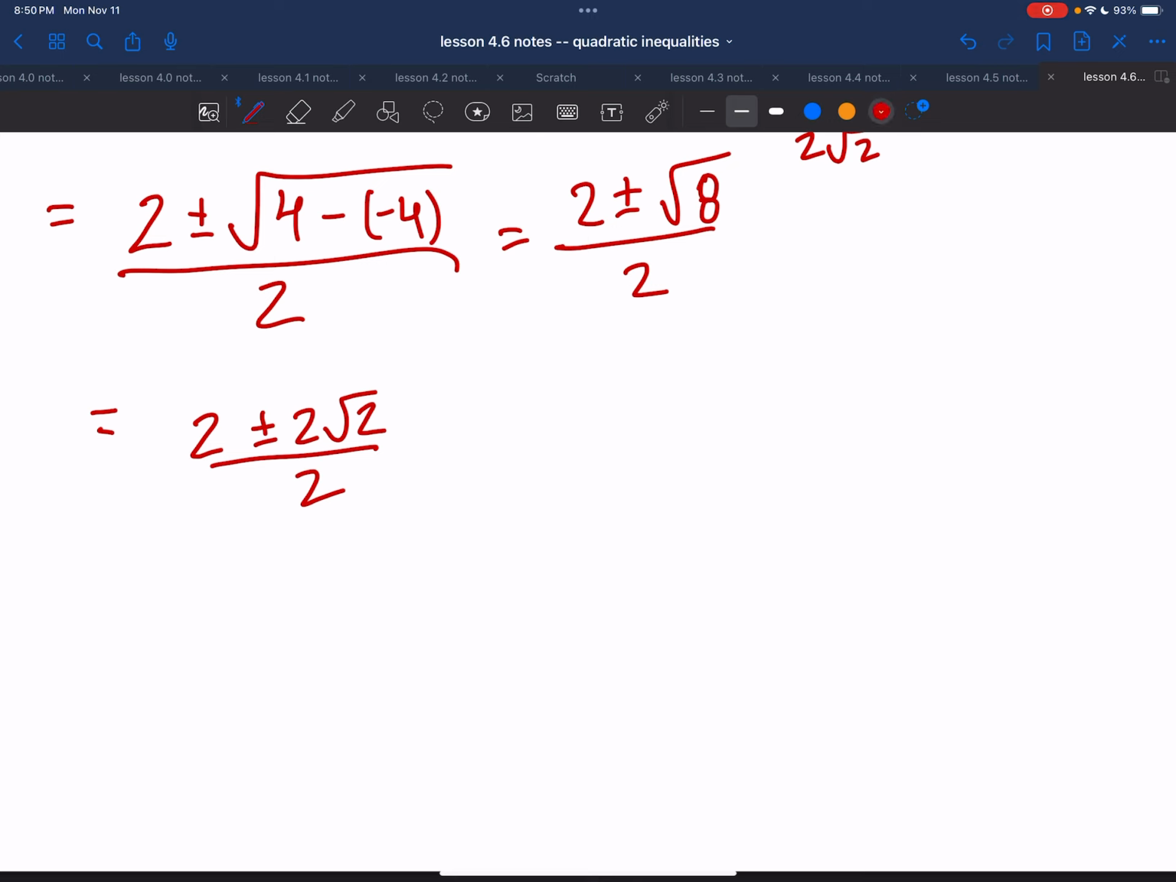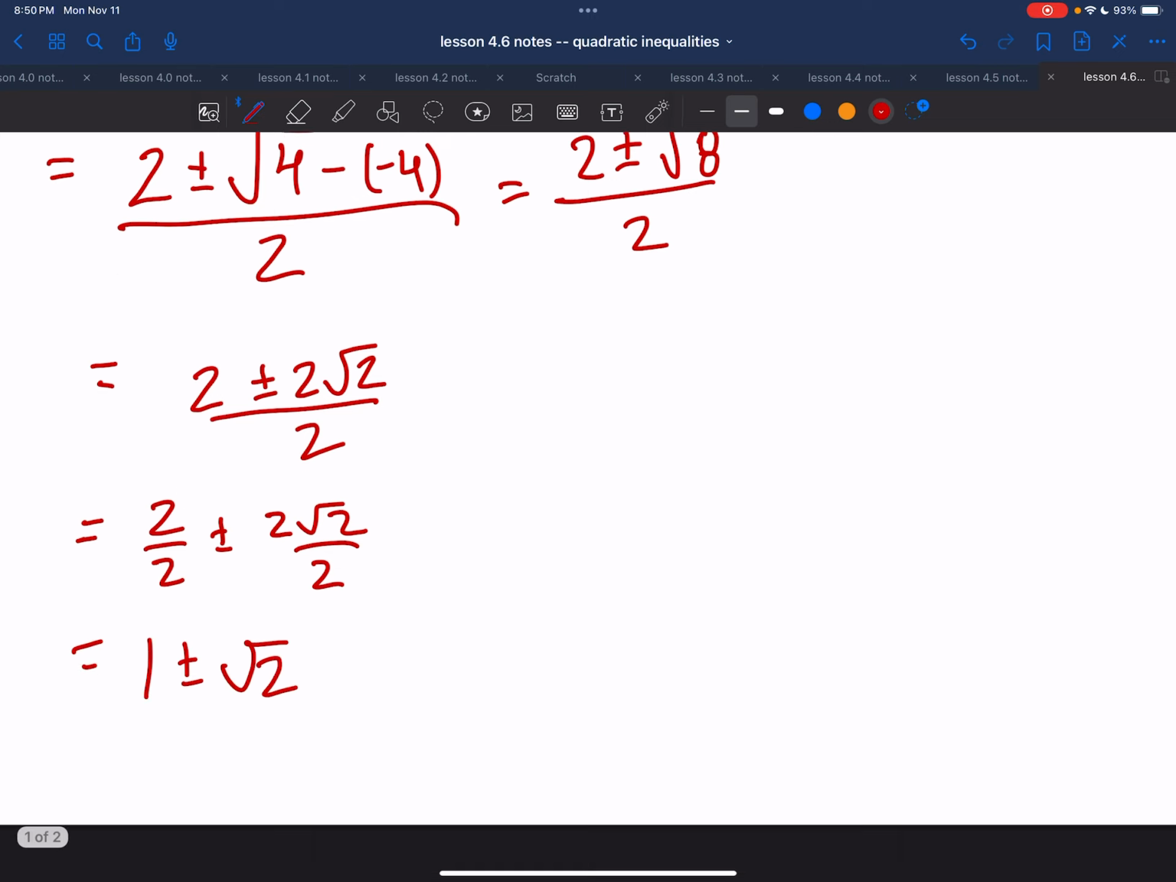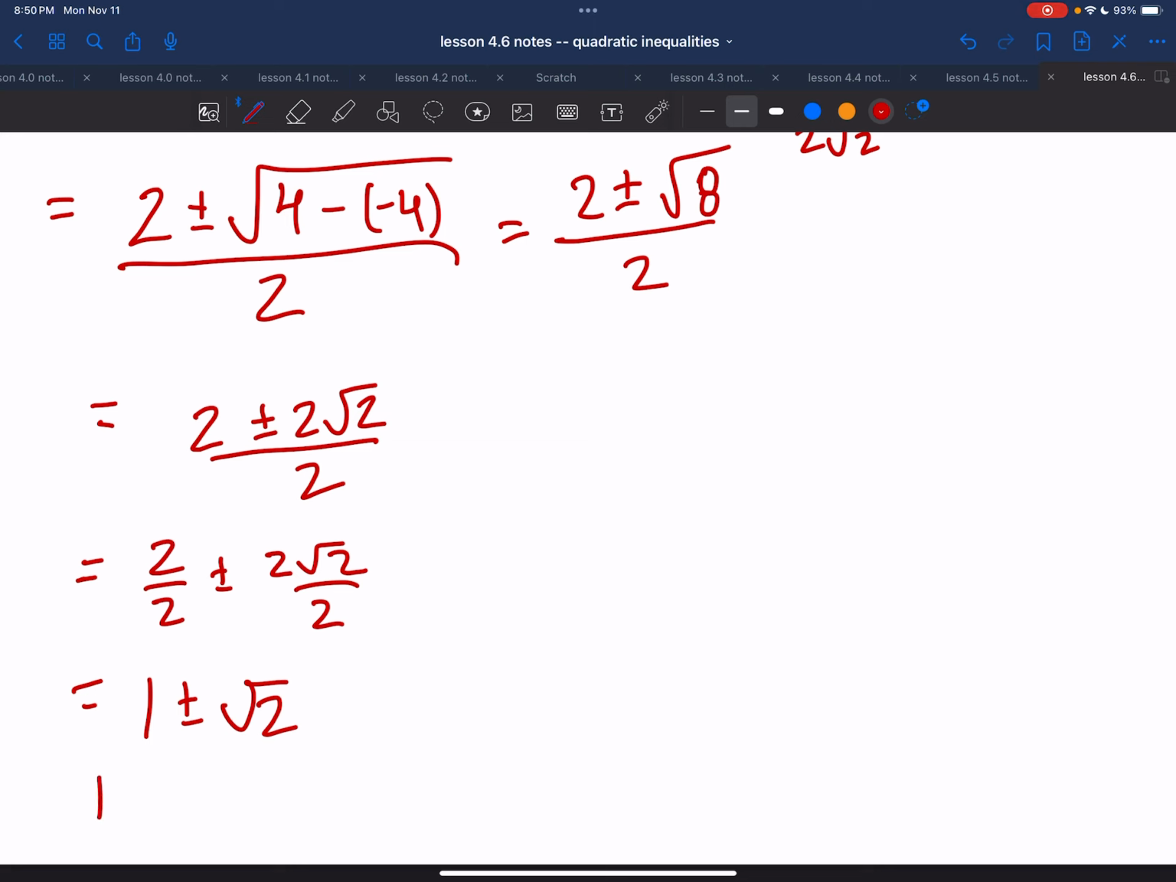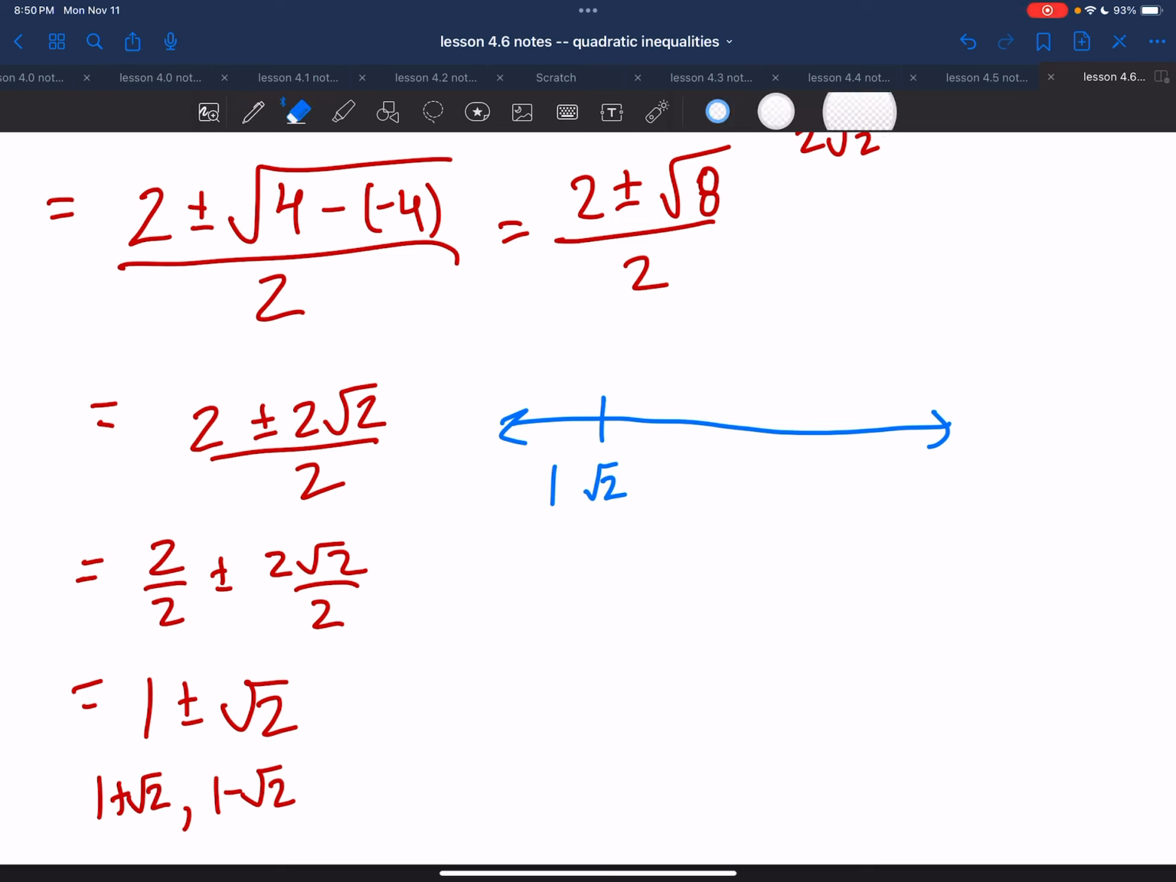Anyway, I'm going to simplify this a little bit more. If you like, you could split up the fraction like this, if you like to do that visual for yourself. 2 over 2 is 1, and then those 2's cancel, you're left with root 2. So notice my roots are 1 plus root 2 and 1 minus root 2. If I draw a number line, the minus should come first, obviously, and then plus 1 plus root 2.